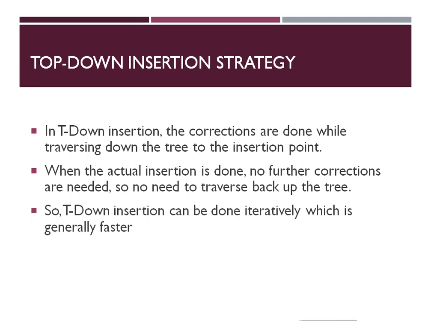We do not need to check again and again whether properties are being violated or not, since we are checking this while traversing down to the insertion point. So we do not need to traverse back up the tree in the case of top-down insertion. So this can be done iteratively, which is faster than the previous one.